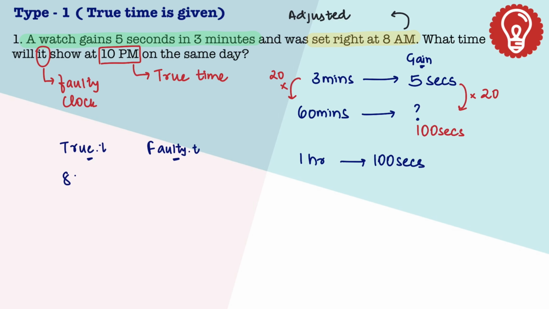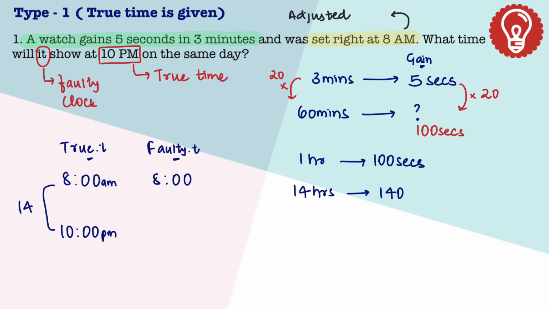So if the true time is 8 a.m. and the faulty clock was adjusted at 8 a.m., faulty clock will also be 8 a.m. Now, what time will it show when the true time is 10 p.m.? From 8 a.m. to 10 p.m., we have to find out how many hours it is. That's 14 hours. So if in 1 hour the clock gains 100 seconds, in 14 hours this will gain 1400 seconds.